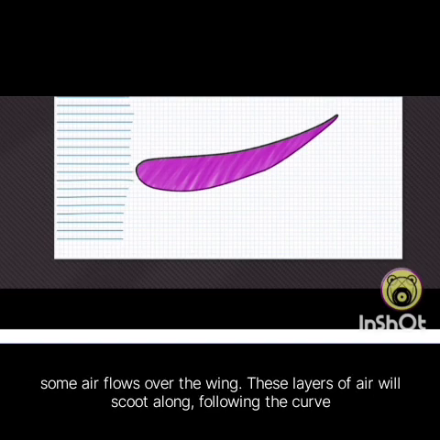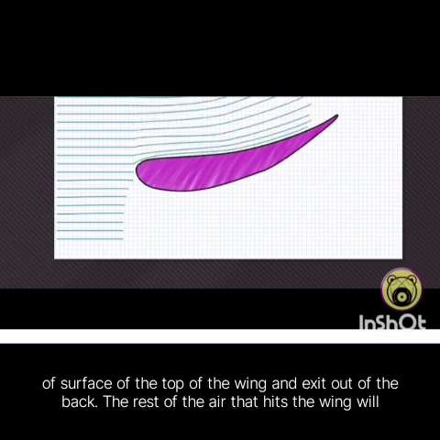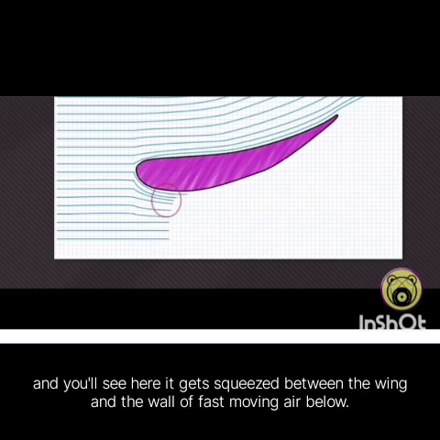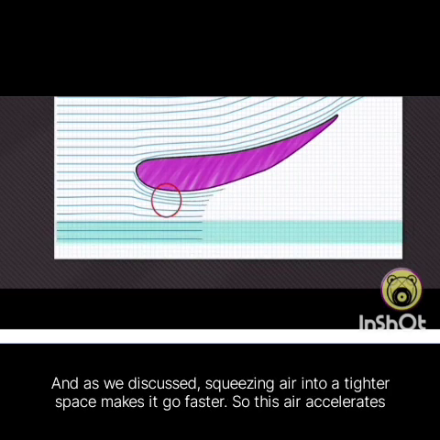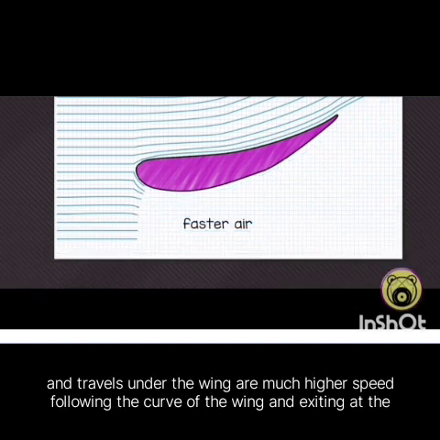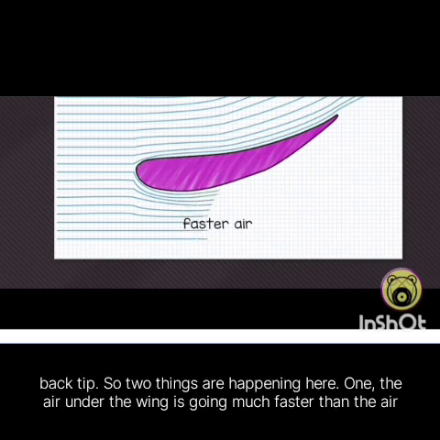When the air hits the wing, some of it flows over the wing. These layers of air will scoot along following the curved surface of the top of the wing and exit out of the back. The rest of the air that hits the wing will go underneath the wing. This air has to take a much more aggressive approach to get under the wing, and you'll see here it gets squeezed between the wing and the wall of fast-moving air below. And as we discussed, squeezing air into a tighter space makes it go faster, so this air accelerates and travels under the wing at a much higher speed, following the curve of the wing and exiting at the back tip.